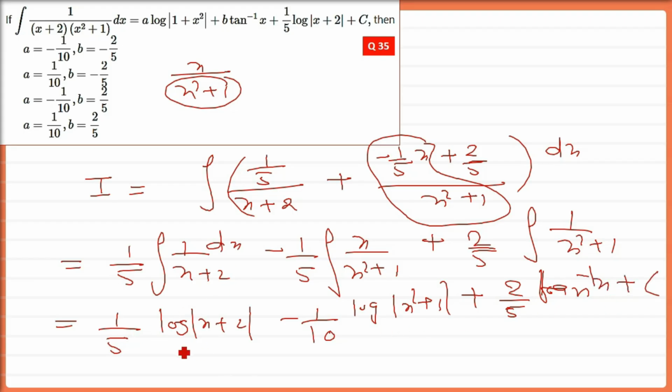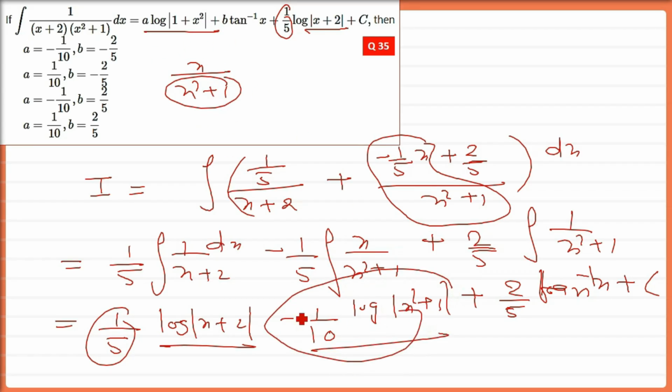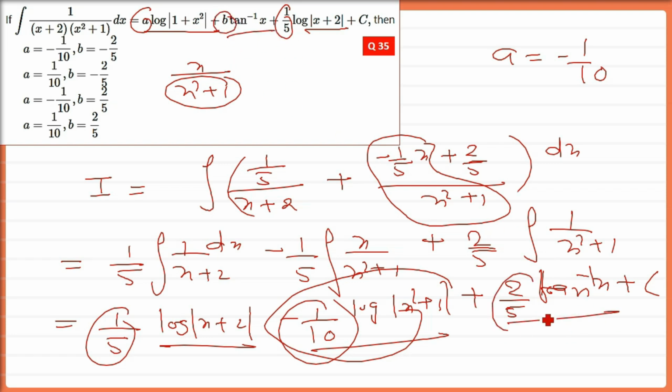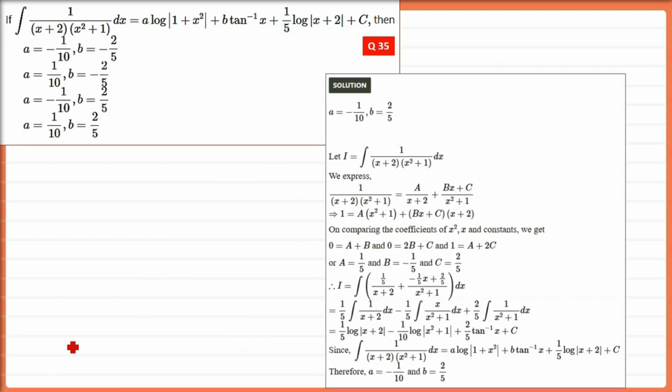Now let's match it. Log x plus 2 here. Yes. 1 by 5 is there. So 1 by 5 is already there. We don't have to do anything. We have to find out A and B. Remember, now we have negative 1 by 10 log x square plus 1. So log x square plus 1, this one. A is matching negative 1 by 10. So A is negative 1 by 10. Now tan inverse has 2 by 5 in front of it, so B is 2 by 5. A and B we got. This is what you can match, and this is how, if you really want to do it by yourself, this is how you can approach this question and solve it.